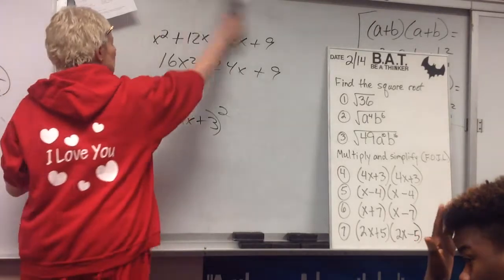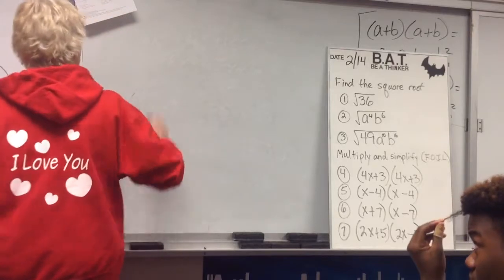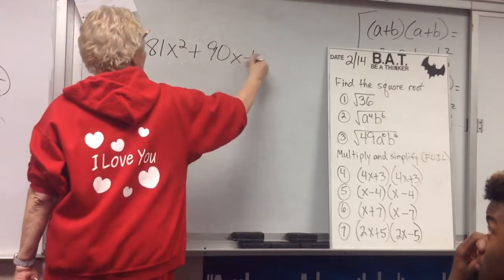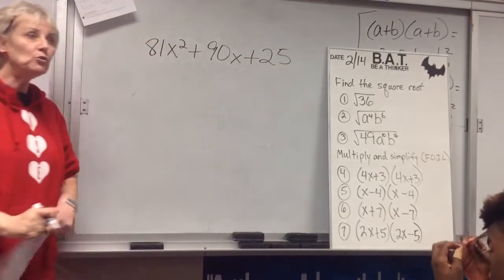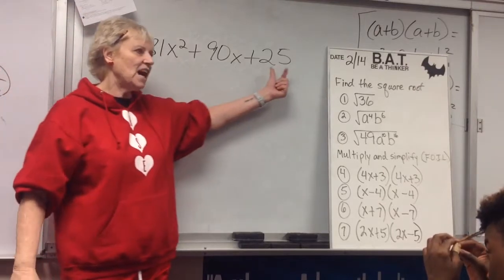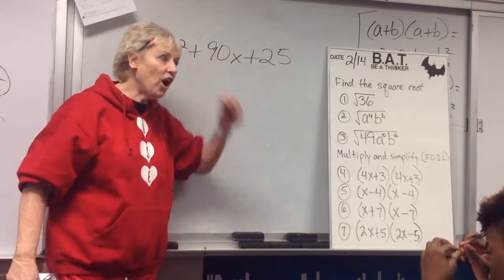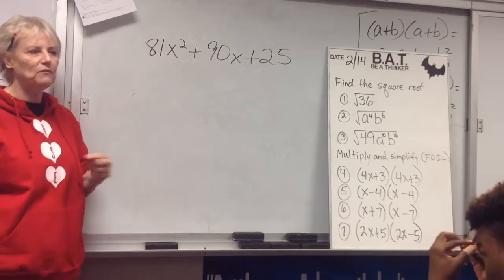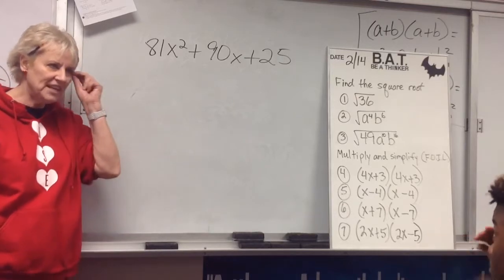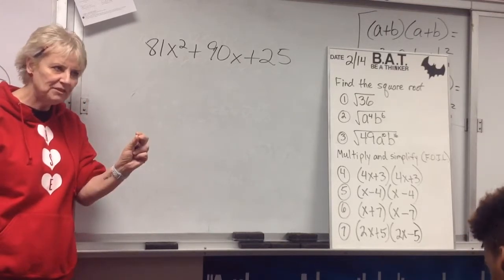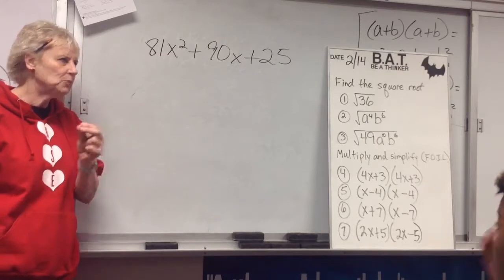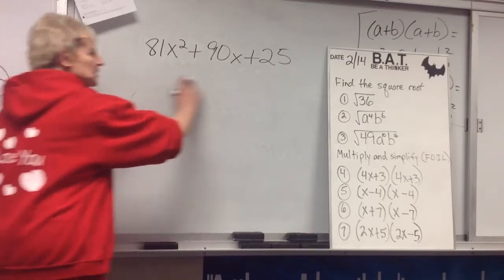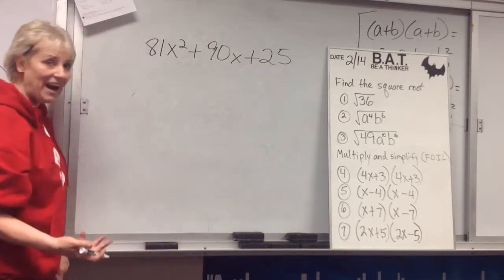Here's another example. Here's one that you don't even know. 81x squared plus 90x plus 25. Do you really want to take 81 times 25, find all those factors that add up to 90? No. But first of all, if you have really big numbers, your hint right away is there must be a GCF or it must be a perfect square trinomial. So there's no GCF because the only thing that goes into 25 is 5.